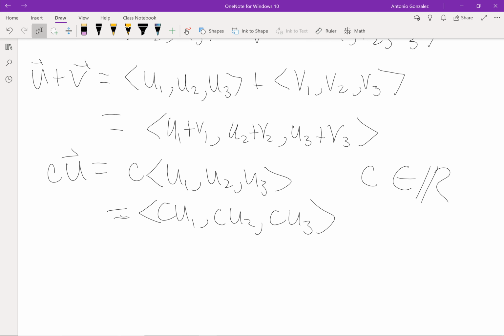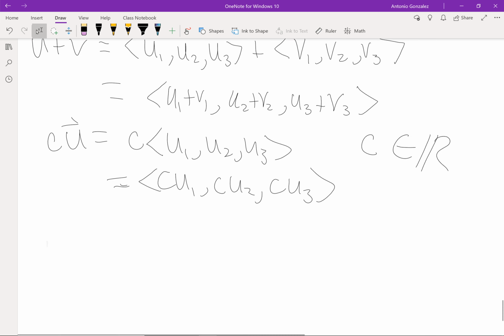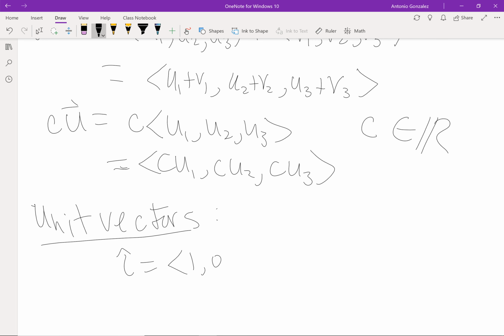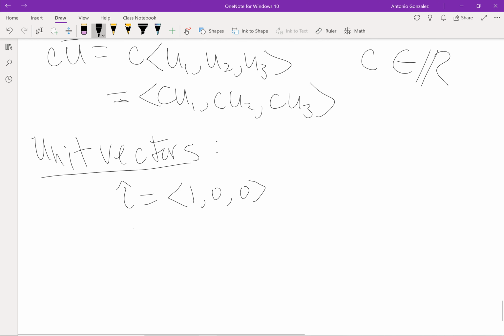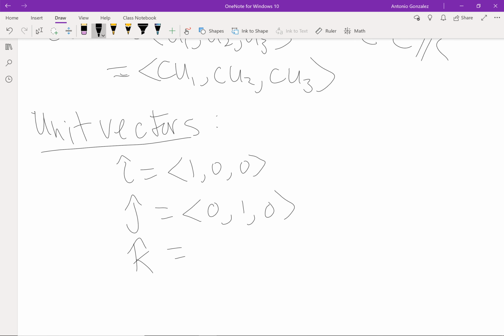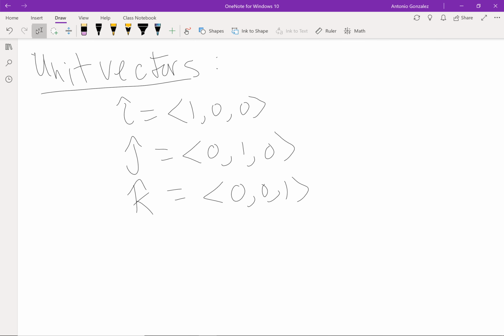All right, and then similar to R2 when we had unit vectors. In R3, our i hat now becomes the vector (1, 0, 0). The vector j hat is now the vector (0, 1, 0). And now, since we are in R3, we introduce the third one, k hat, and that is the vector (0, 0, 1).